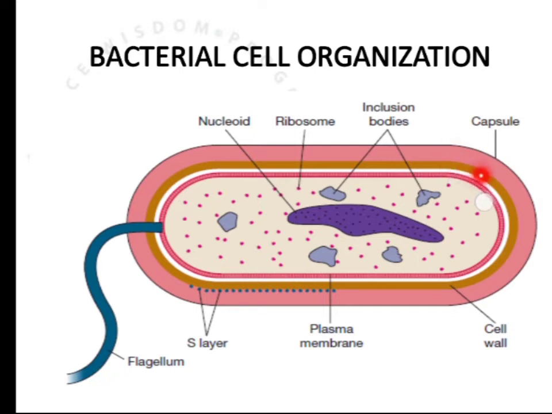So outside the plasma membrane is the cell wall, and in some organisms, outside the cell wall there will be another layer known as the capsule. And also in some bacteria, there will be a dotted-like structure on the cell wall, known as the S layer, and some external organelles like flagella.